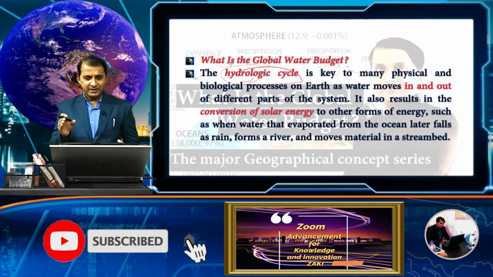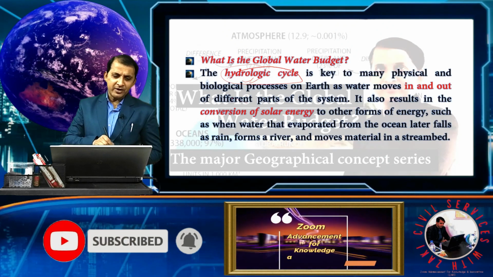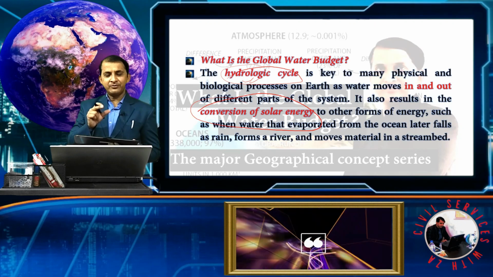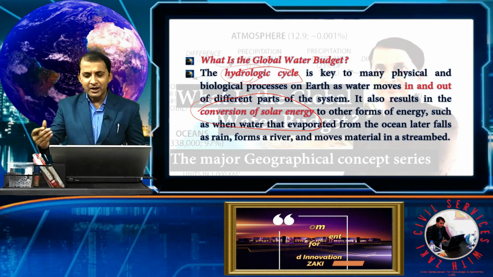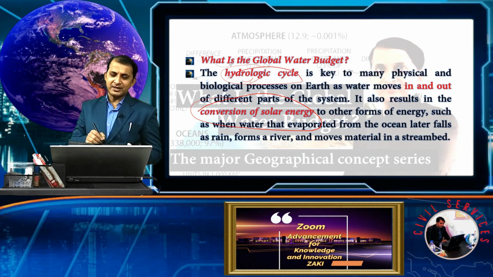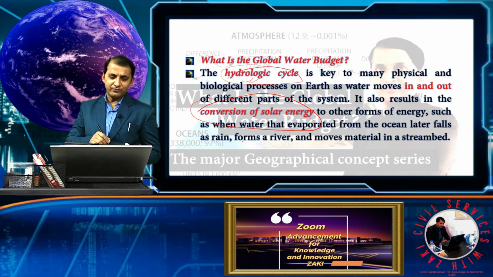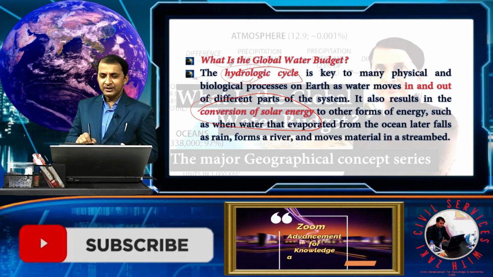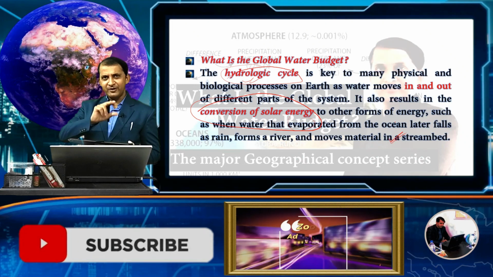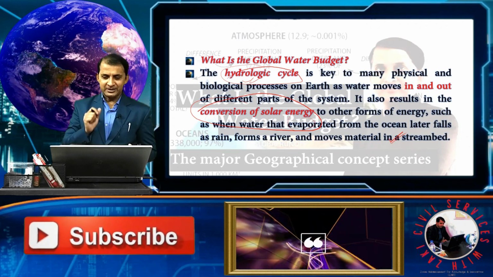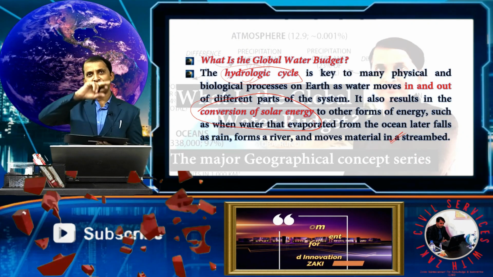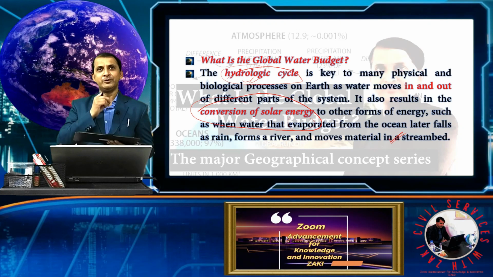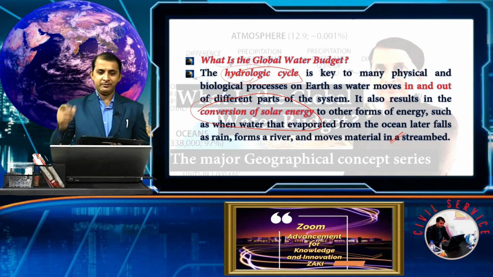It is also the result of the conservation of energy. Energy is converted into another form of energy, such as the ocean evaporating, and later the water falls as rain, forms rivers, and moves material in the stream bed. All these phenomena are related to the water budget, and it also distributes energy and moderates the temperature of our globe, our earth.